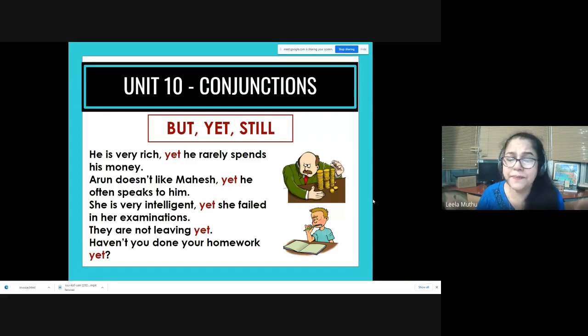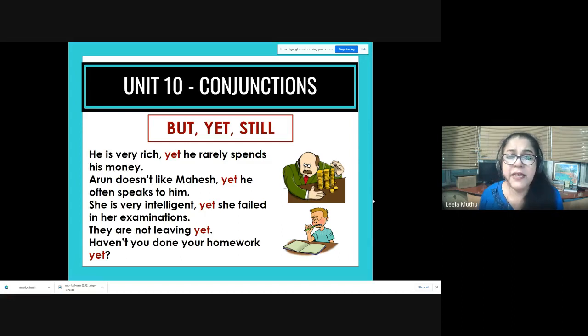Really confusing. She's very intelligent, so you expect her to really do well in her exams, right? Okay, but something contrasting is happening. She is very intelligent, yet she failed in her examinations.